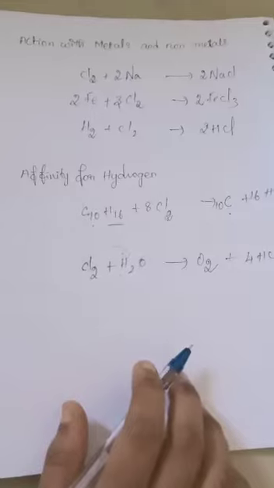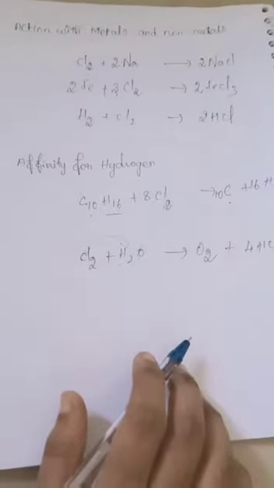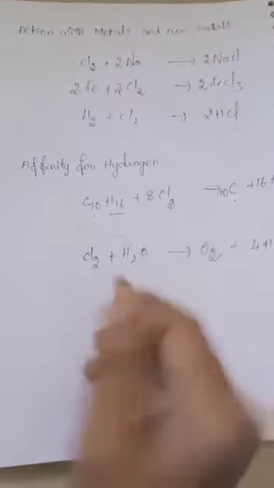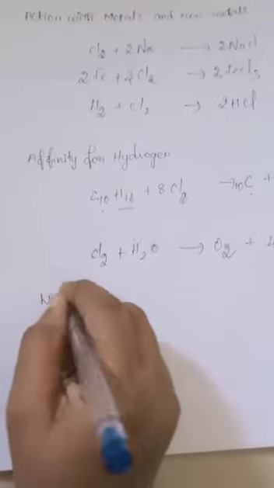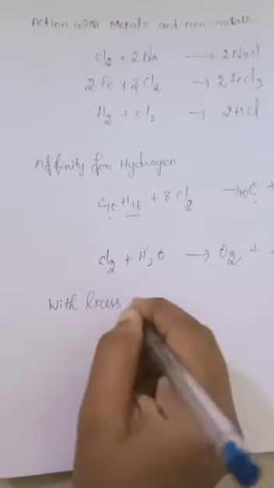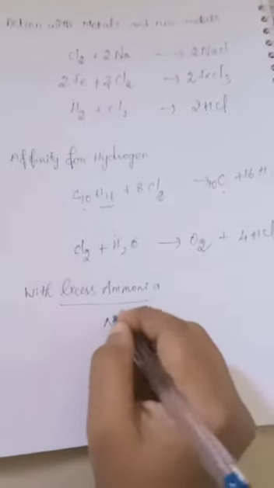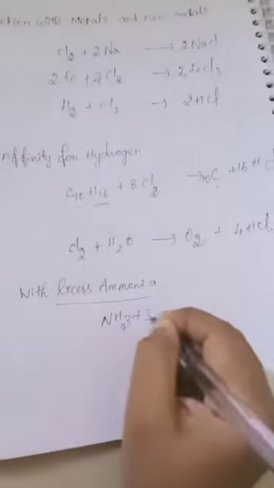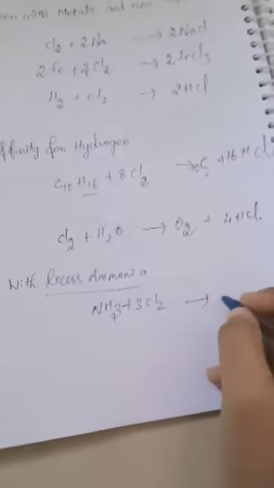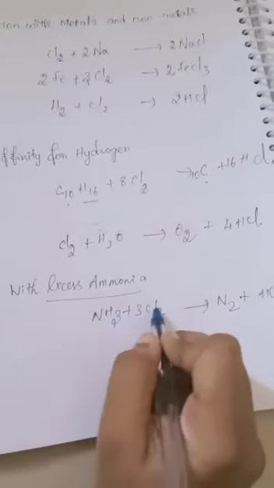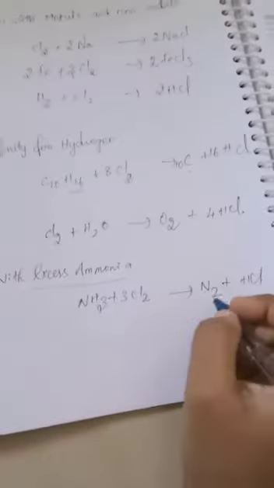Next, chlorine reacts with ammonia to give ammonium chloride and other products. Let me see what happens when chlorine reacts with ammonia. We will just see two examples. With excess ammonia, what will happen? Ammonia NH3 plus 3Cl2 gives nitrogen plus HCl, because of the affinity for hydrogen, HCl and then nitrogen gas.